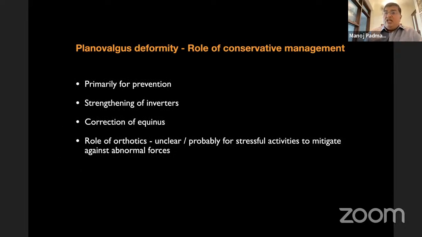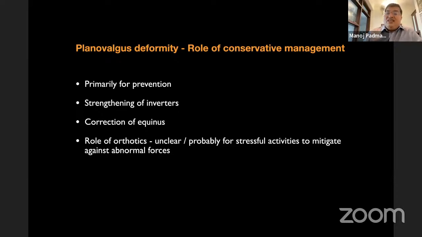The role of conservative management is a little controversial. It's considered primarily for prevention, but you really do not know what are the factors which make the deformity progress. Intuitively, you would think you want to strengthen the inverters and stretch out the equinus. Because you have weak inverters fighting against strong evertors, you want to strengthen the inverters, but these are not easily achievable.